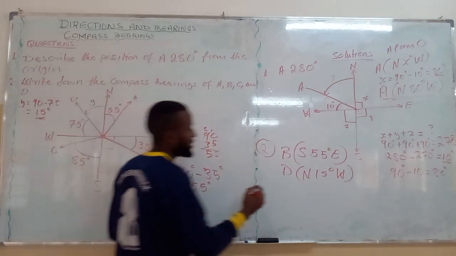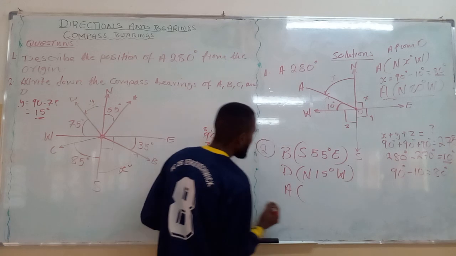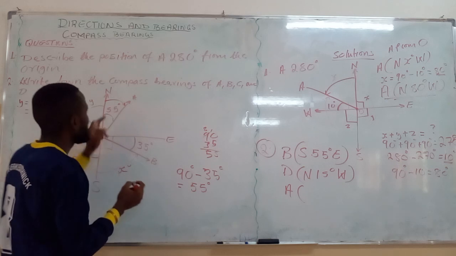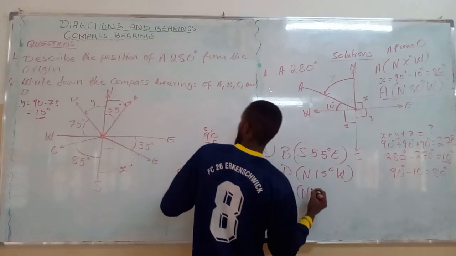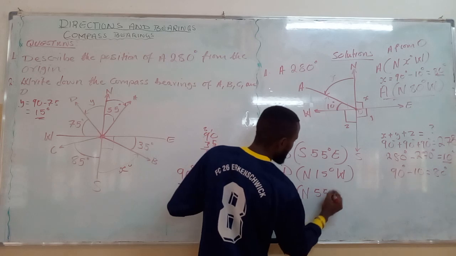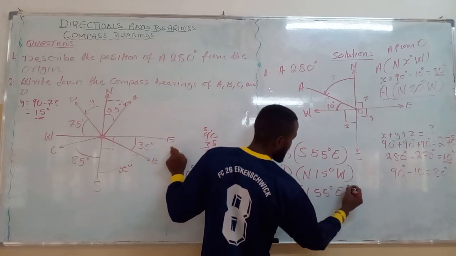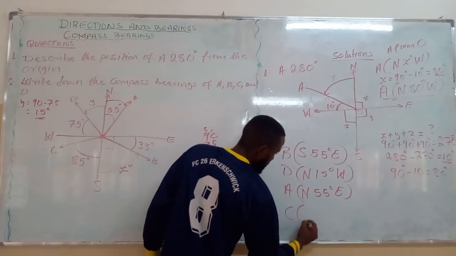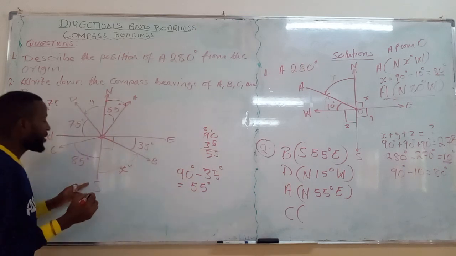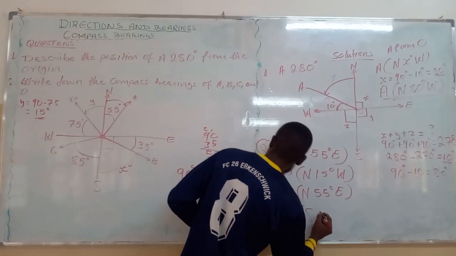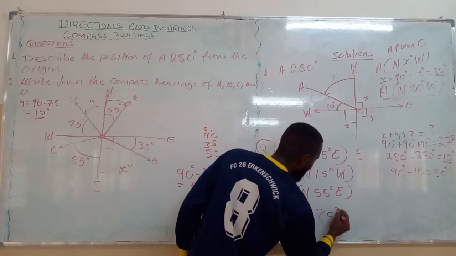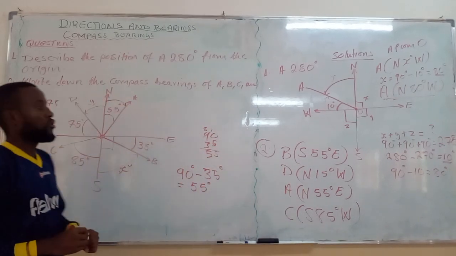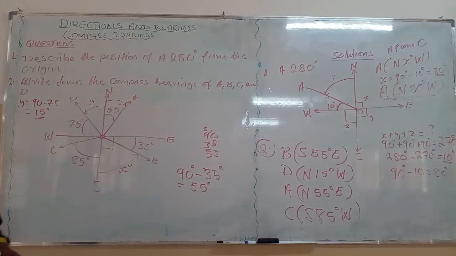But the rest of the positions are straightforward. Let's say A, you don't have to do anything on A, just name it, because you already reached A, it is going like this, which means it will be north 55 degrees east. Then we come to C. C will also be straightforward. It will be south 85 degrees west. And you are done.